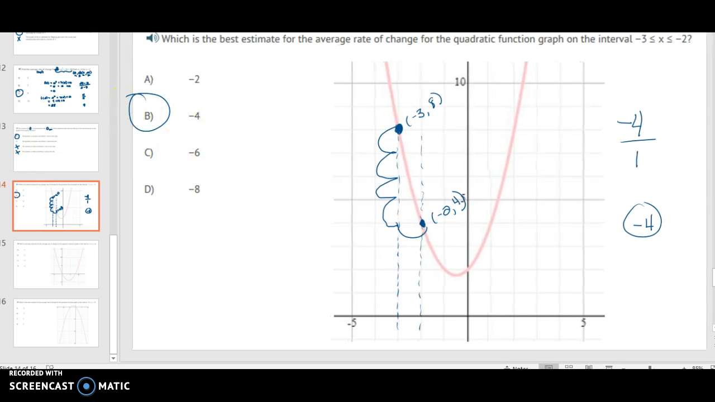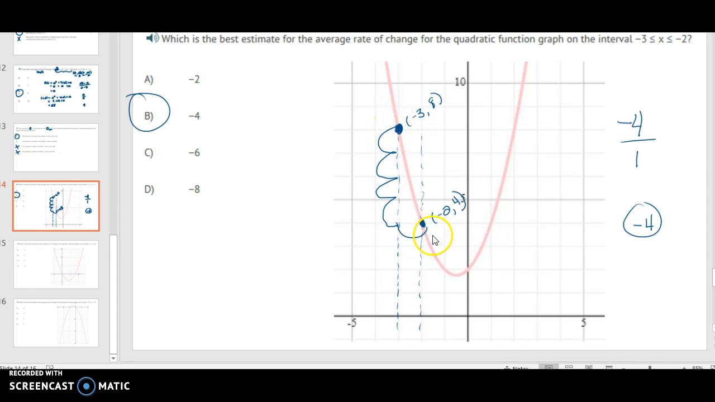I love it when they give you the graphs because it's super easy to find it, and I didn't have to do all that. If you did the formula, perfectly fine. That works too. You'll end up getting -4 over 1. But if it gives you a graph, man, just count from dot to dot.